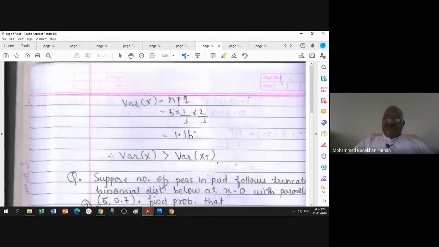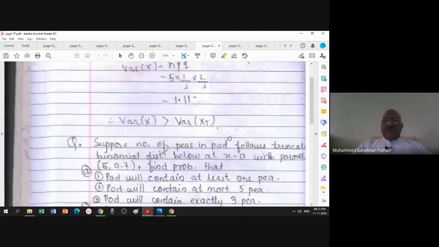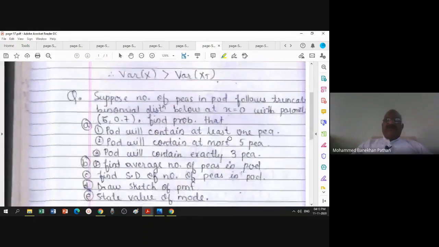That proves the variance of the original variable is bigger than the variance of the truncated variable, whereas in case of mean, the truncated mean is bigger than the original mean. That is the reverse way. So you have to solve numerical problems related to truncated binomial this way. Let us take one more example for getting a clear idea about the truncated binomial random variable.